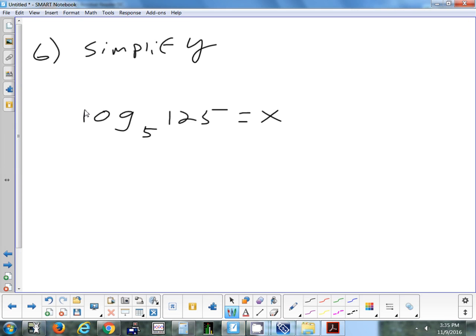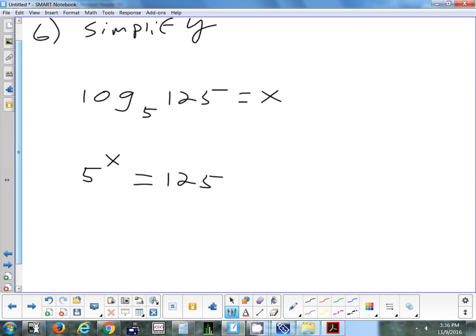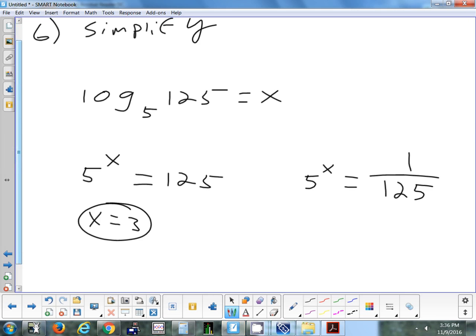If you change it to exponential, what's your base? 5. What is your exponent? X. And what goes on the other side? 125. So I picked something that you can do in your head. So 5 to what power is 125? The third. Sorry. Now what if you were solving it and you ended up with something like this? Let's say that was 1/125th instead.